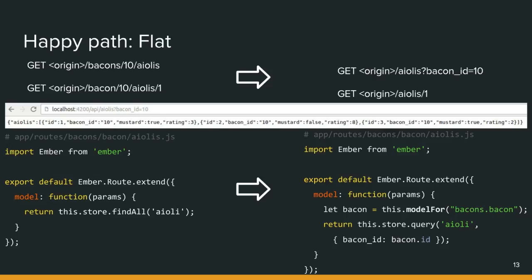Now, the problem here is I need to get the bacon ID so that I can use it for the query parameter. I chose to use model 4 for this. There might be a better way. So you can use the sort of belongs to attributes, for example. But model 4 works. It gives me a bacon model. I can then take the ID off of that model, pass it as a query parameter, and construct the query so that this will work.